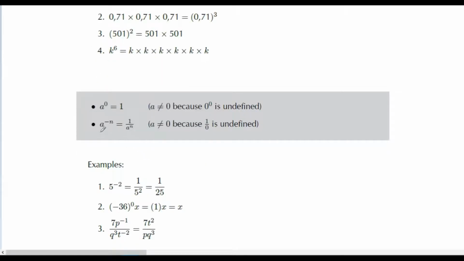Right? And the second one, a to the negative n. Notice over here that our exponent is now negative. We can write that as 1 over a to the n. So this whole term here just goes to the denominator. And the same thing applies. a cannot be 0 because 1 divided by 0 is undefined, right?